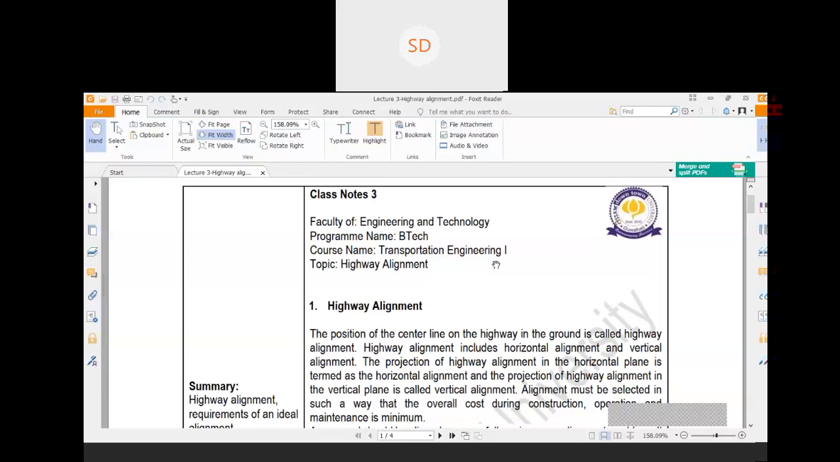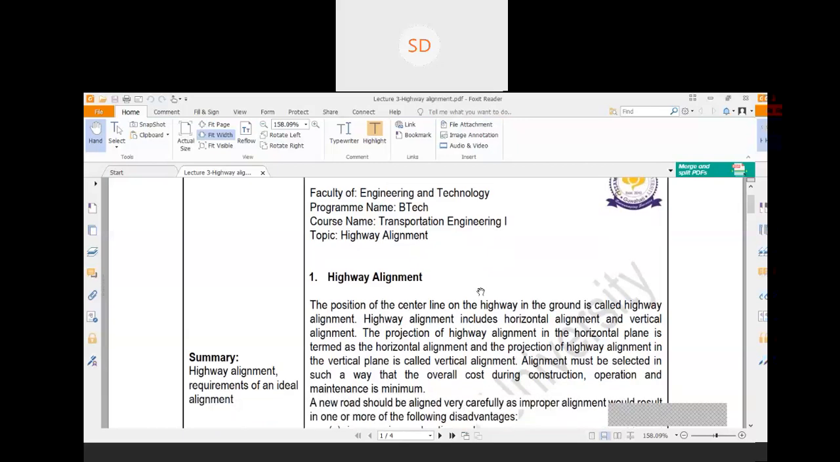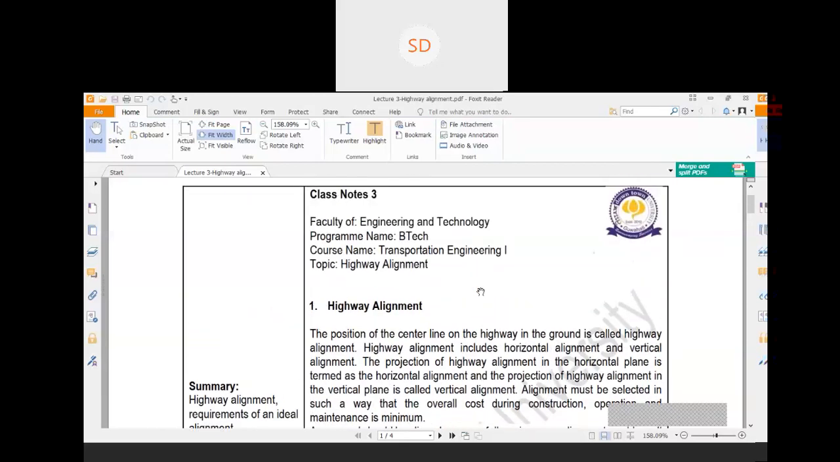So, in today's class, we will discuss highway alignment and the different requirements of an ideal highway alignment. Highway alignment is basically the central line of the highway on the ground. Before constructing a road, you first need to decide the route through which your highway should pass. First you need to put the central line of the highway. After establishing the central line, you have to mark the side portions of the highway based on different conditions, such as what the width of your highway should be and what the possible traffic condition on the highway will be. So your highway alignment is the position of the central line on the highway.